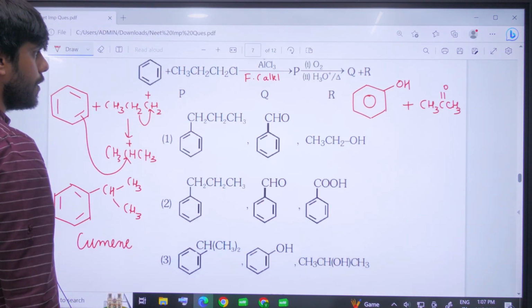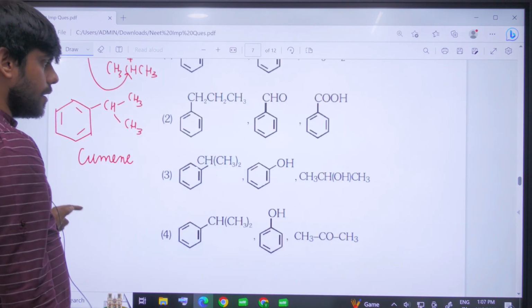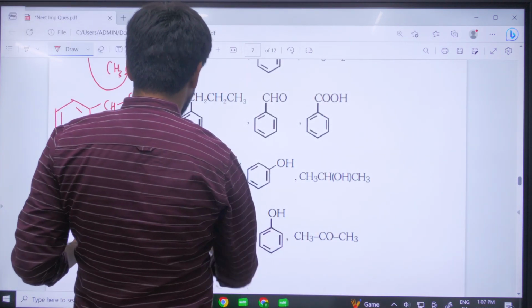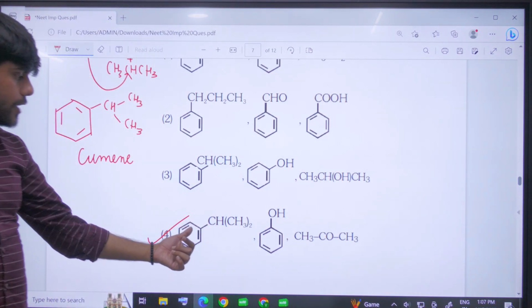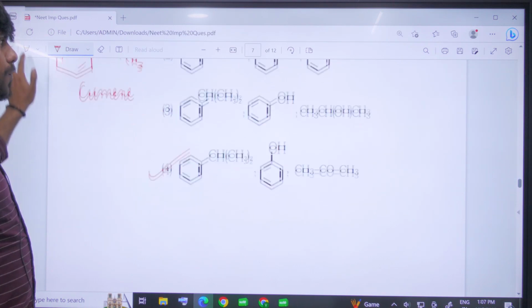So Q and R are phenol and acetone, and P is your isopropyl benzene. So the fourth is the right answer. This is the isopropyl benzene, phenol and acetone. All right, let us move to the next question.